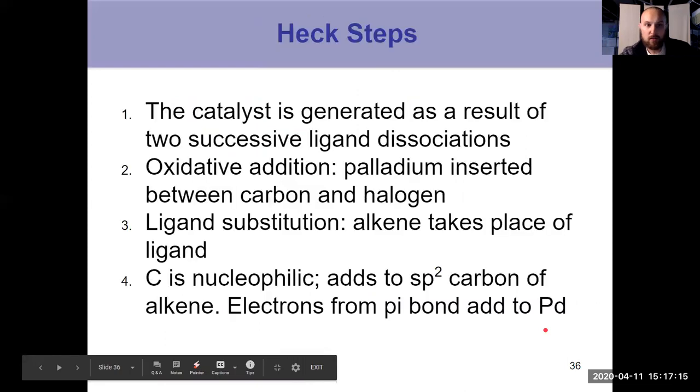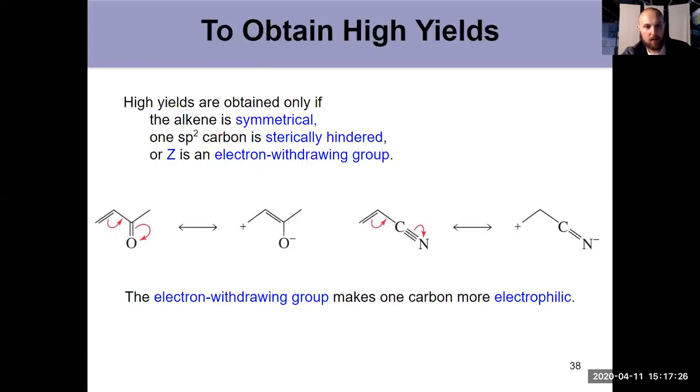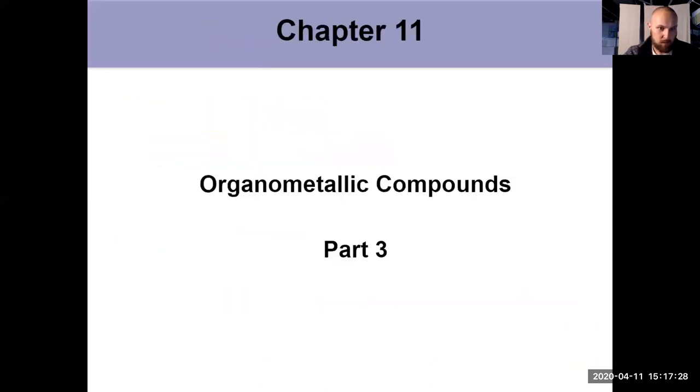So 2 important mechanisms to know for reactions, being able to predict the products for section 11.4: Suzuki reaction, Heck reaction. Know what to use and what they make. And we'll finish chapter 11 by talking about alkene metathesis in the last video.